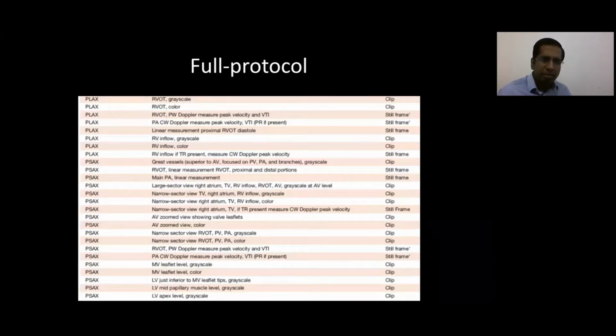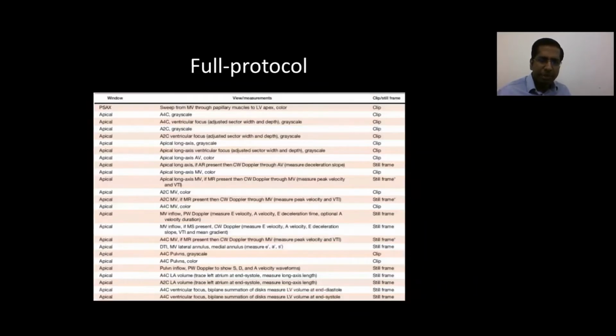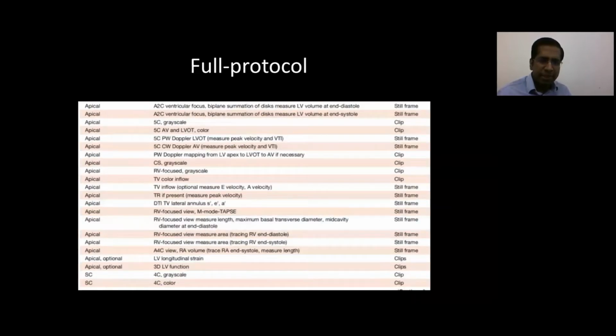What are the images that you're supposed to take, what are the zoom views. As a rule, zoom all the valves so that you can see better, put color, and take a clip. When it comes to Doppler, there is no need to take a clip or a video. You can just take a still image, because if you take a clip for Doppler data, then unnecessarily you'll be taking a lot of space and wasting data. So this is quite extensive. So many views are there.